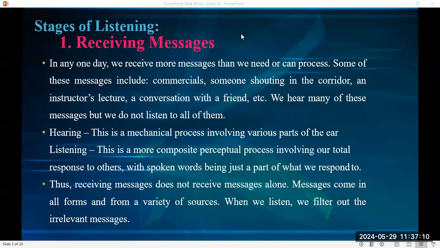Paying attention, what is happening. Now, hearing is a mechanical process involving various parts of the ear, while listening is a more composite perceptual process. It involves our total response to others, the spoken word being just part of what we respond to. Therefore, receiving messages alone does not mean that you are listening.